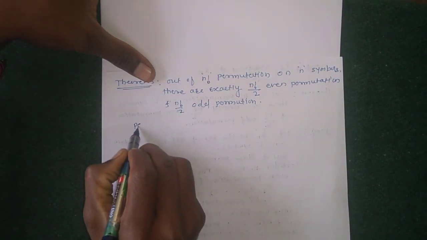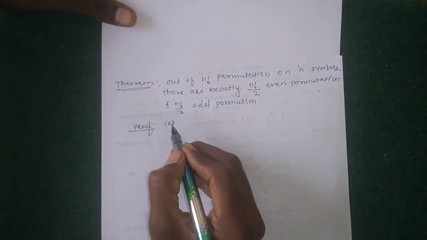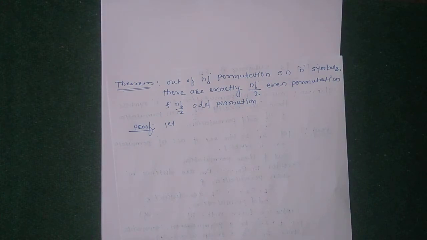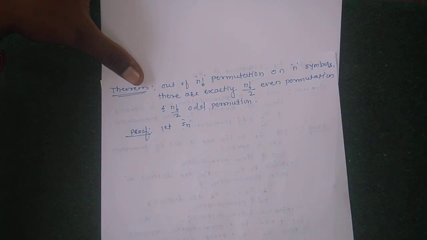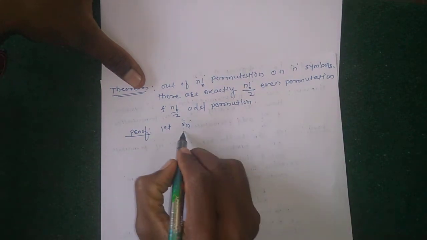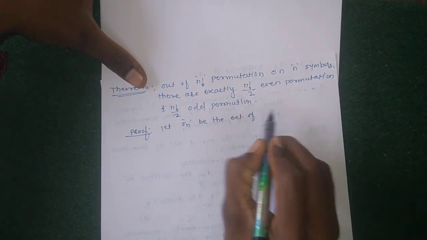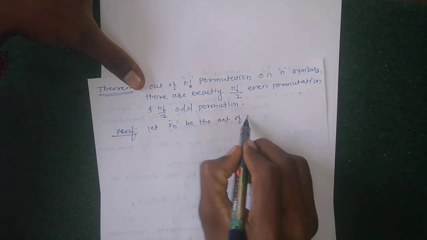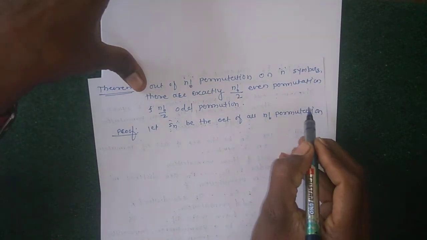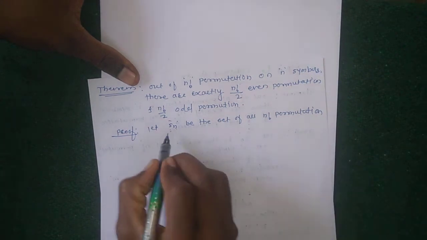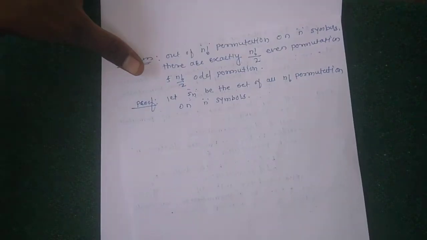How to prove this theorem? Okay, proof of this theorem: let Sn be the set of all n factorial permutations on n symbols. Sn is the symmetric group, and this is the notation of the symmetric group.